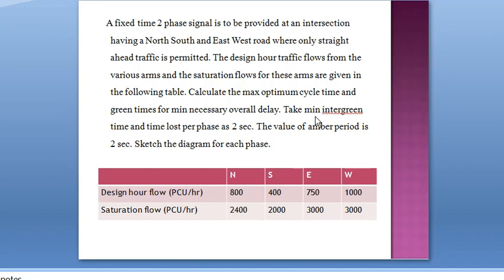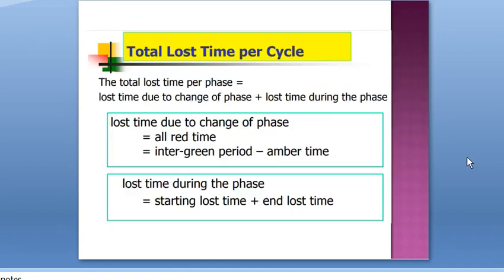The time between two green signals is known as the intergreen time, and it is given as 2 seconds. In that case there is one equation for the total loss time per cycle. The total loss time is equal to the loss time due to change of phase plus the loss time during the phase. There will be loss time during one phase, and also due to change of phase.